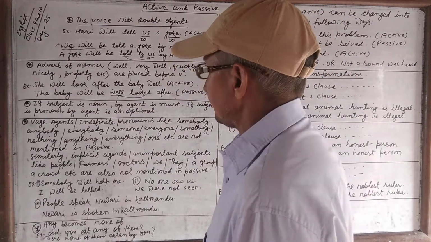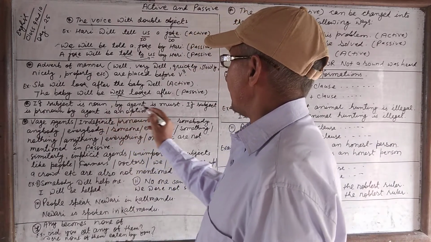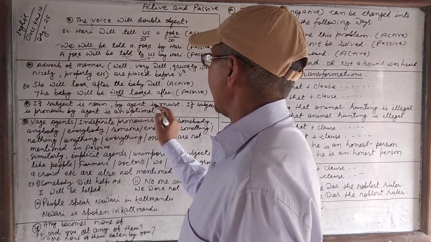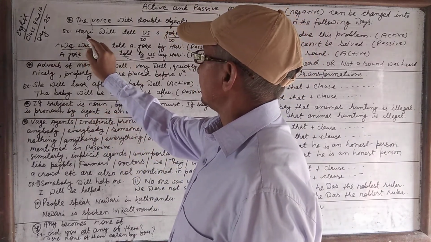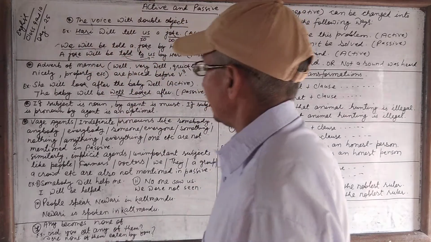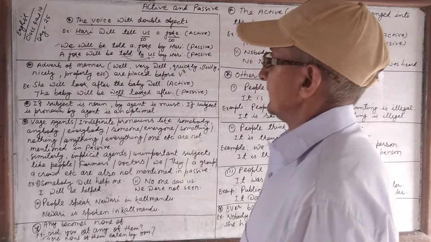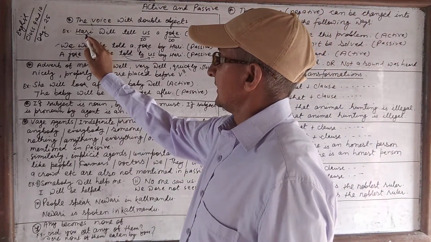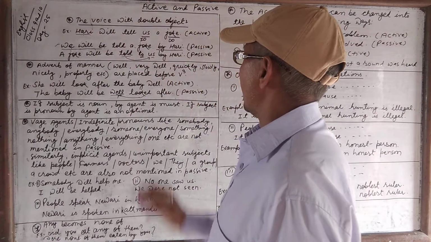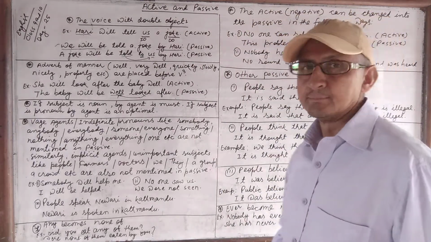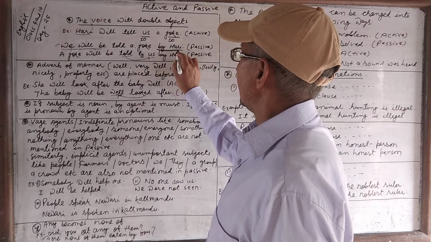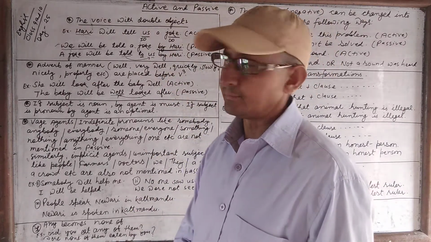Now next, if the subject is a noun, by agent is a must. If the subject is a noun, by agent is a must. You can see this example. Hari will tell us a joke. Hari is a noun. If the subject is a noun, by agent is a must in the passive. You have to write by agent in the passive.